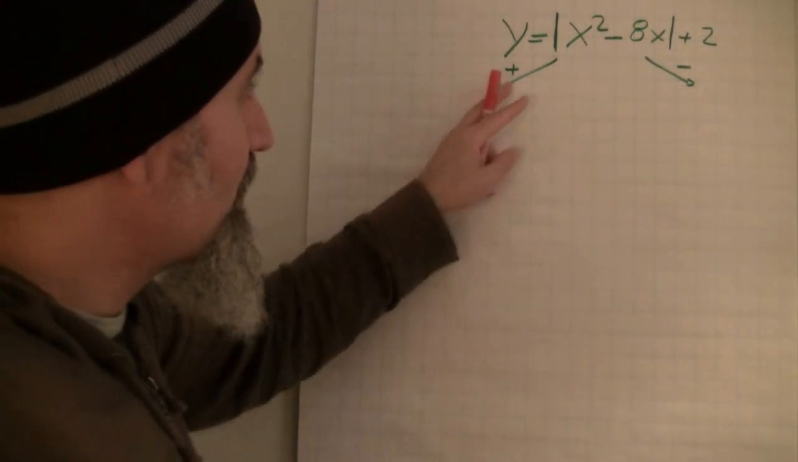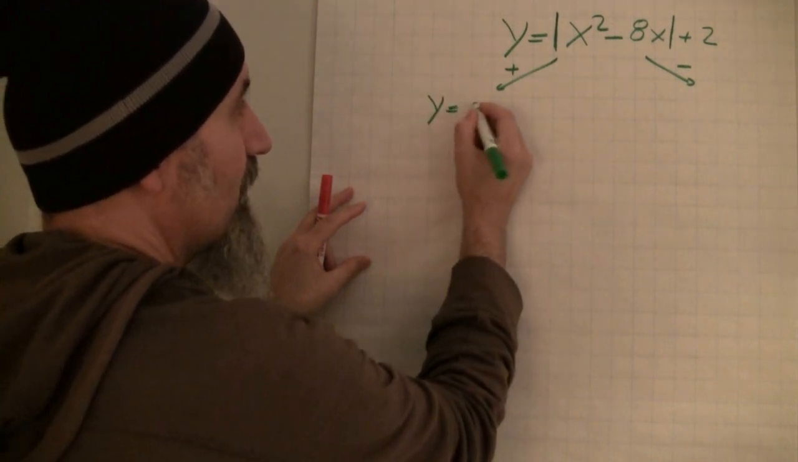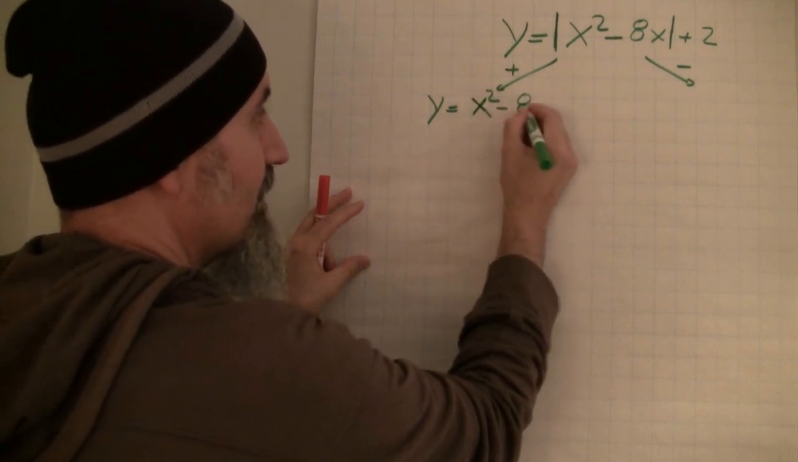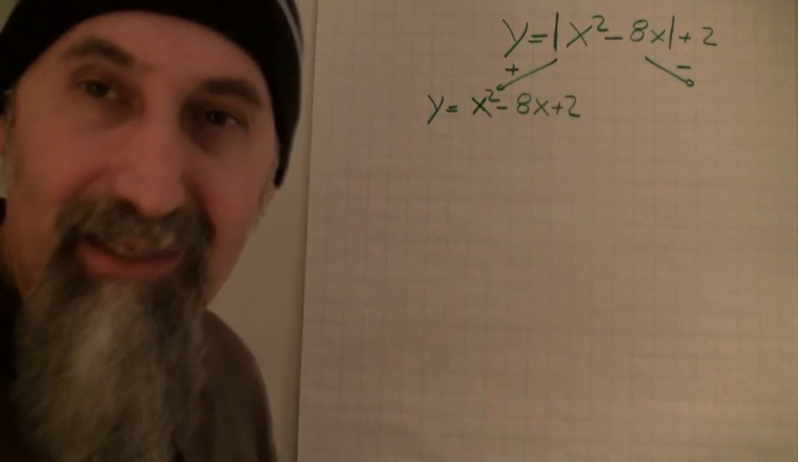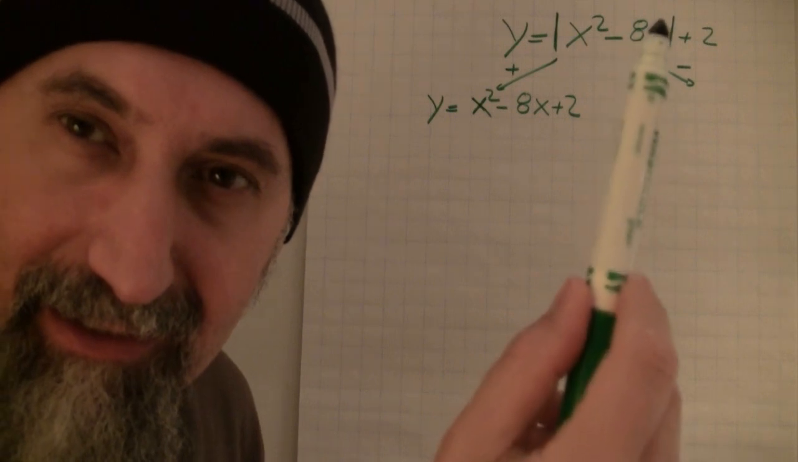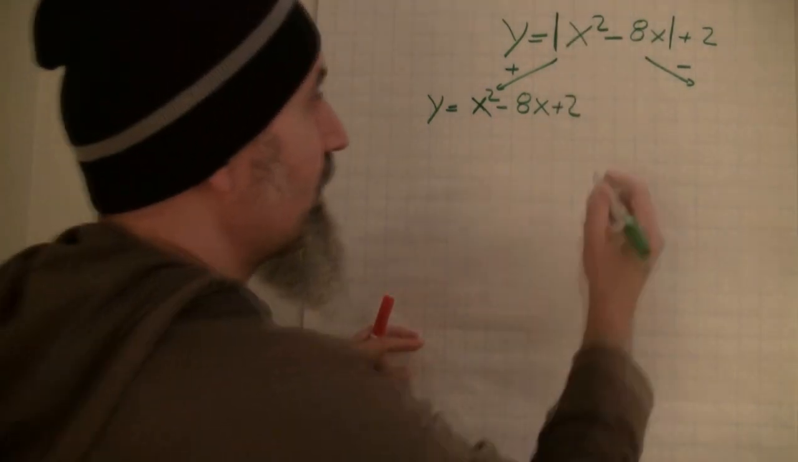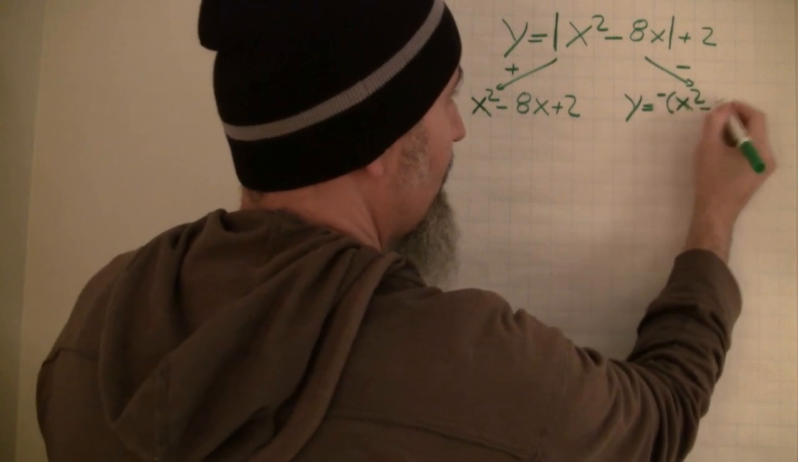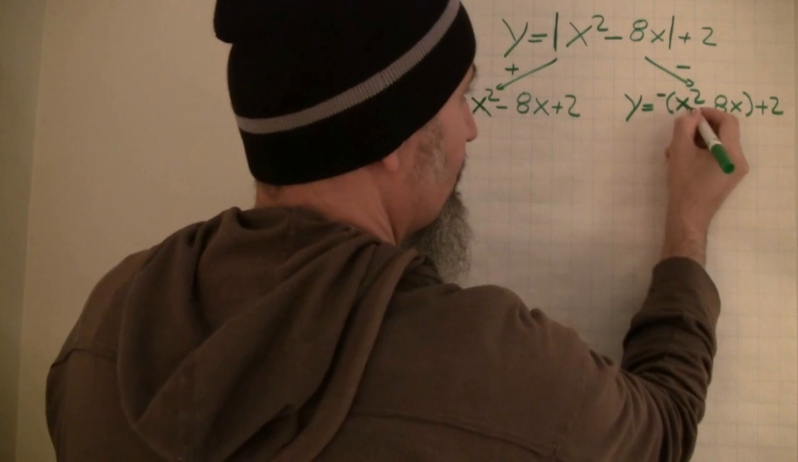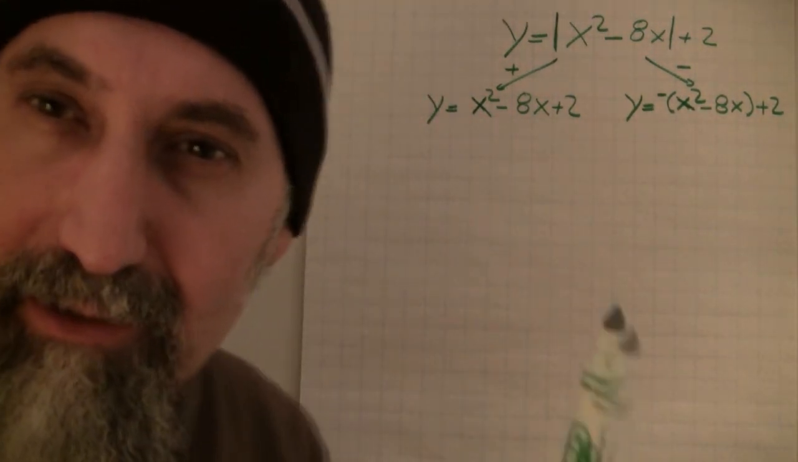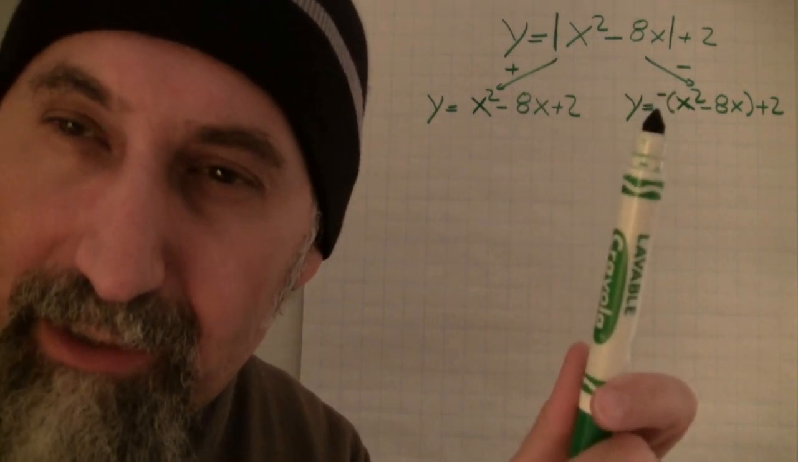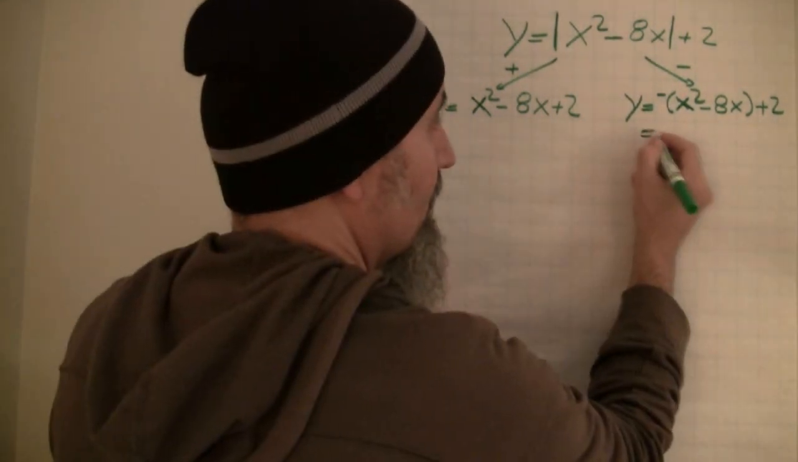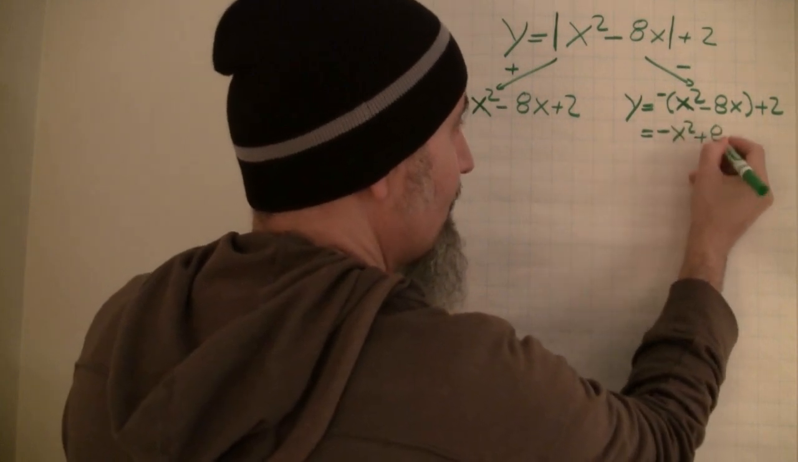Okay, so let's take the positive one first. y is equal to, the positive of the inside is just whatever's on the inside, x squared minus 8x plus 2. The negative branch of this is negative this whole thing. So the way we write it is y is equal to negative, and we put it in brackets, x squared minus 8x plus 2. Okay, so I basically converted the absolute value symbols here to brackets and I put a negative in front. And what I'm going to do now is apply the negative inside the bracket. So this guy becomes negative x squared plus 8x plus 2.